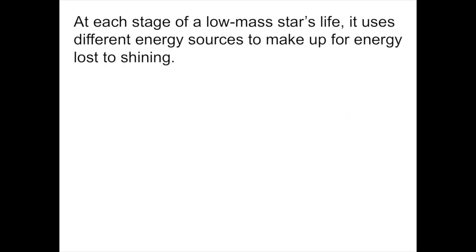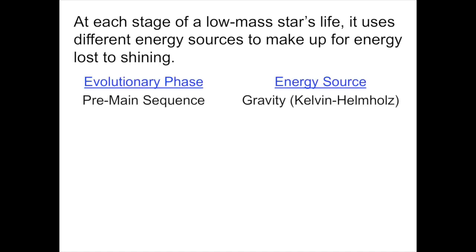At each stage of a low-mass star's life, it uses different energy sources to make up for the energy that is lost to shining. At the beginning, in the pre-main sequence phase, it's getting all of its energy from gravitational contraction, the Kelvin-Helmholtz mechanism. However, when the core gets hot enough, above about 10 million degrees Kelvin, for hydrogen fusion into helium to occur, it settles down onto the main sequence. During the main sequence phase, it gets 100% of its energy from core hydrogen fusion into helium.